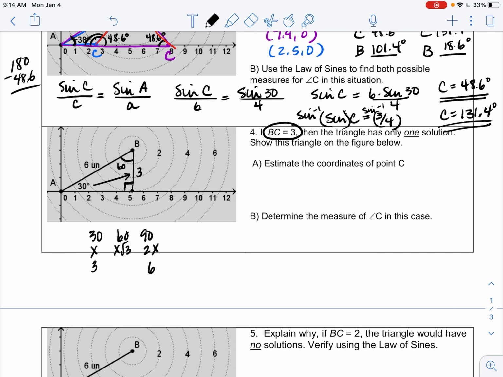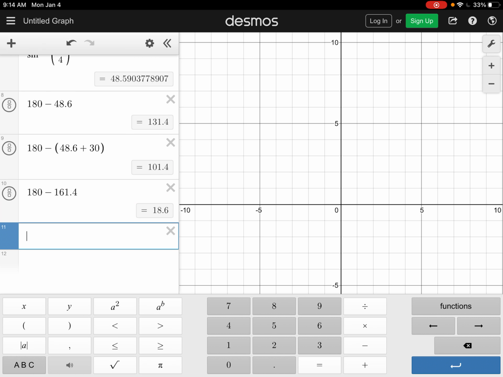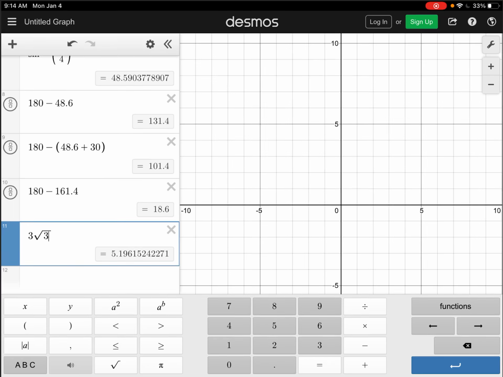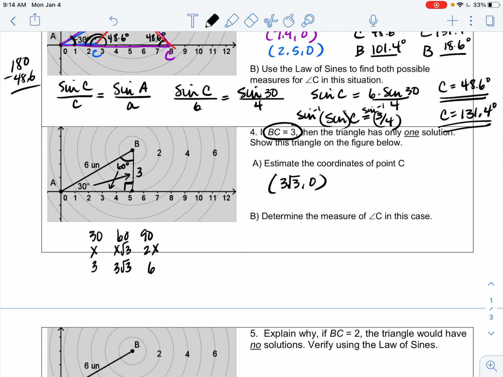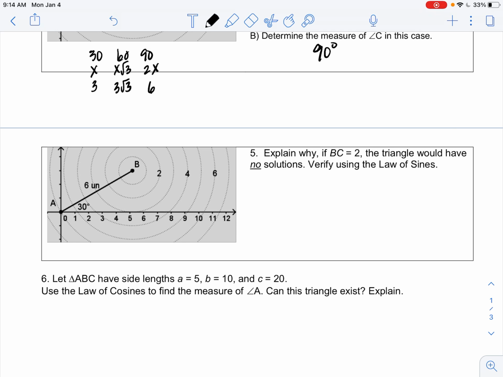The coordinate of C, well, across from the 60 would be x root 3. So x root 3 is 3 root 3. So we could say 3 root 3 comma 0. Now, I don't know what 3 root 3 approximates. I hope it's around 5. Let's go ahead and check it. 3 square root 3, yep, about 5.2. And so this is approximately 5.2 comma 0, and that's what we estimated it to be. Determine the measure of angle C. We know that's going to be a 90 degree.